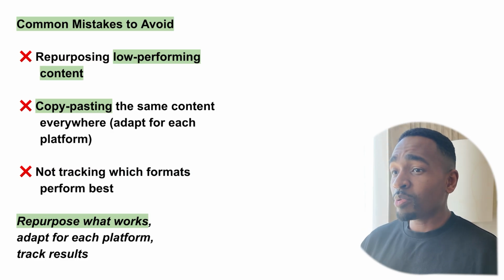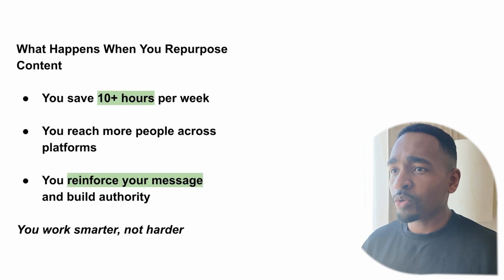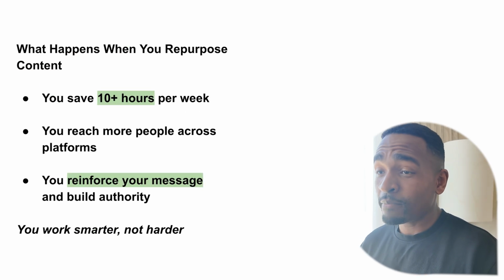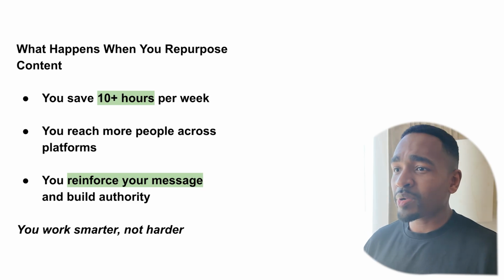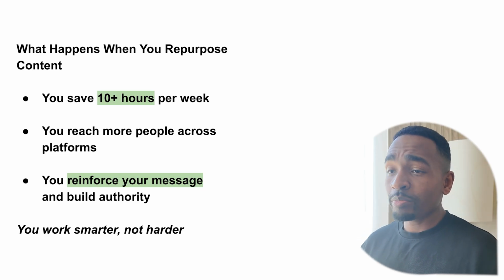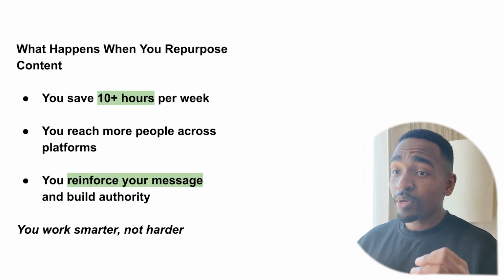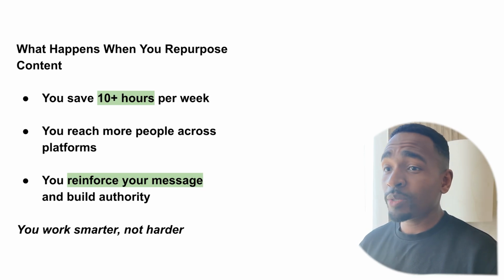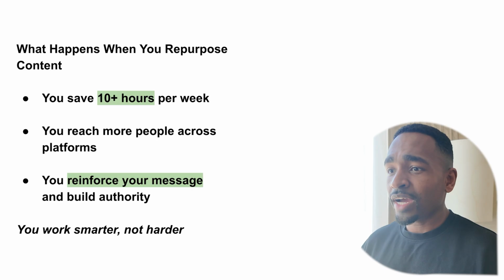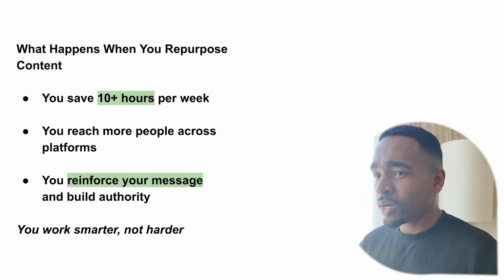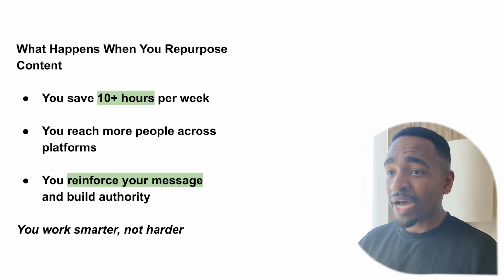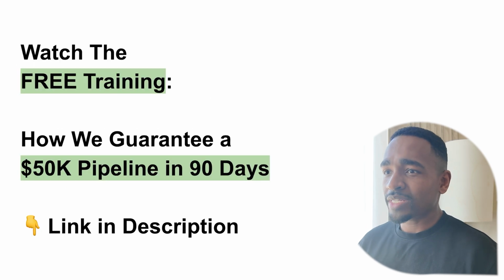And then make sure you repurpose what works, right? Adapt for each platform and track your results. And when you go about doing this, you're going to save a ton of time. You'll start to reach people across different platforms and you'll reinforce your message while building authority, because repetition builds trust. So the more people that see your message, the more they're likely to remember you. So you end up working smarter and not harder. And this is the power of having a content repurposing system.